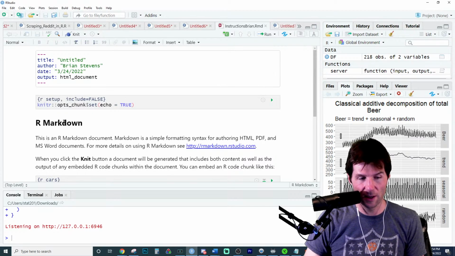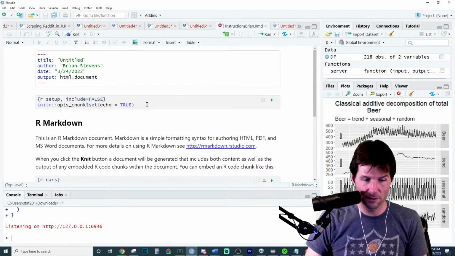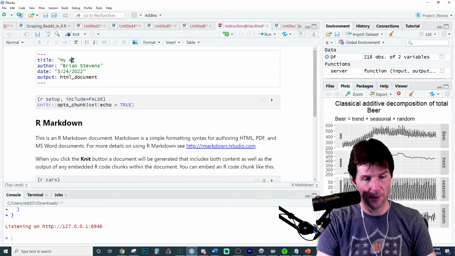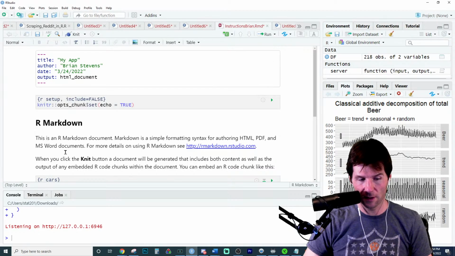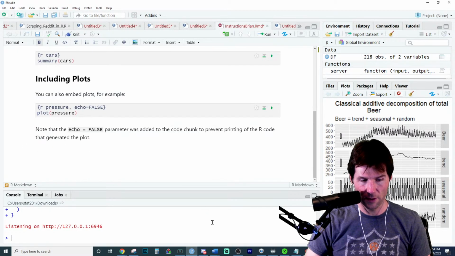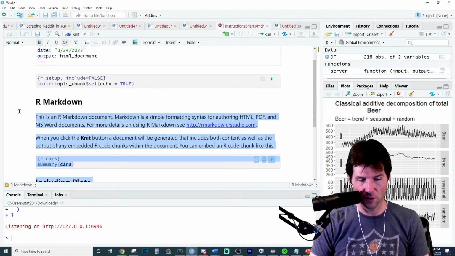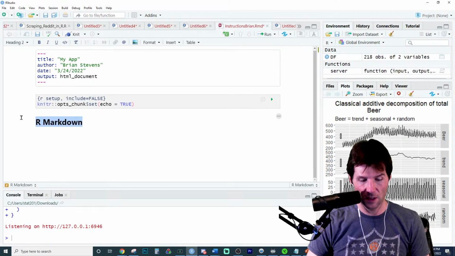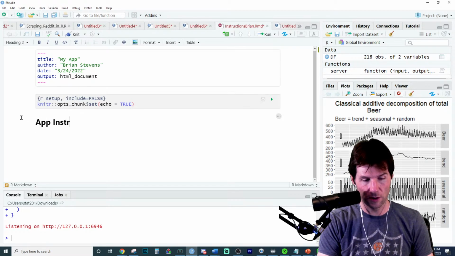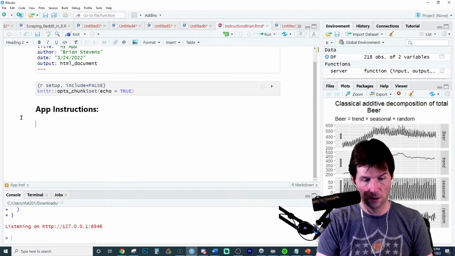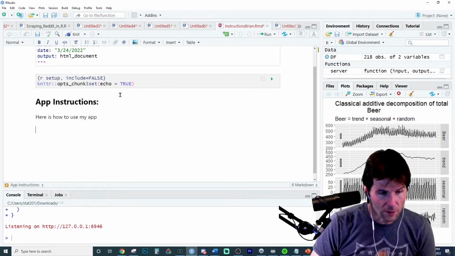So with this right here, I guess we don't even need the knit stuff. Include equals false. That's good. So we call it like my app by Brian Stevens, all that good stuff. And then let's just delete out all this. Include plots. So I guess it can't do the plots. That's a bummer. We could say app instructions. And then we go down here and say, here is how to use my app. And then you could do like.